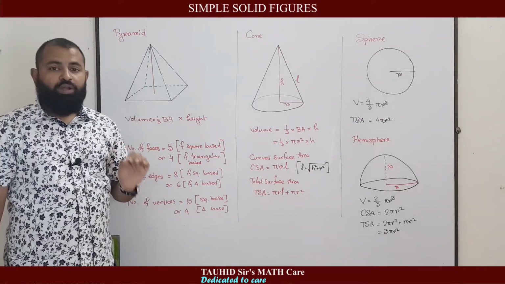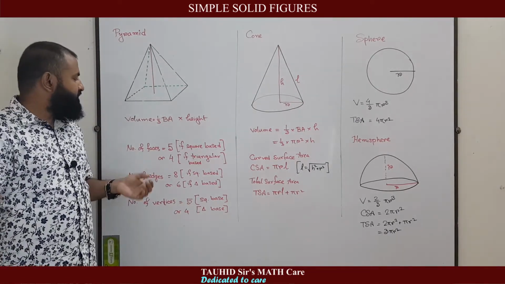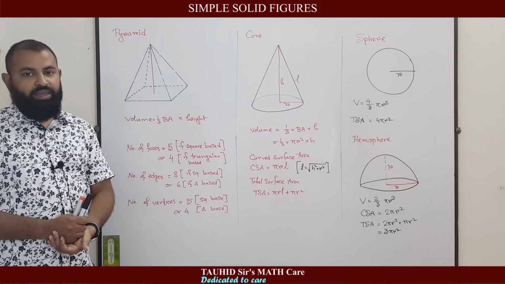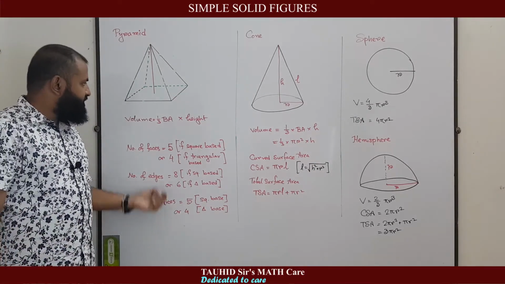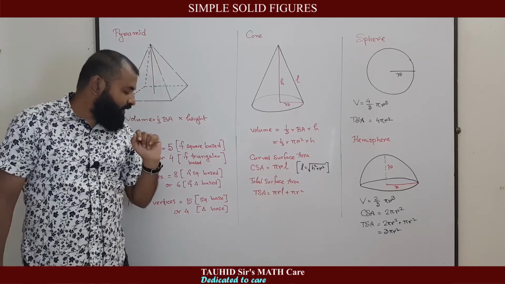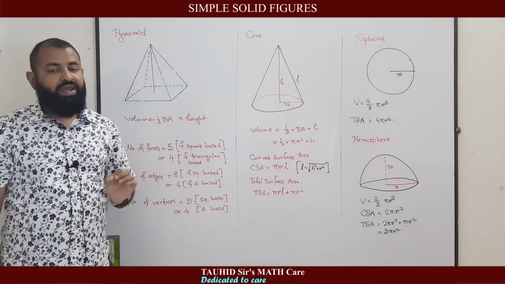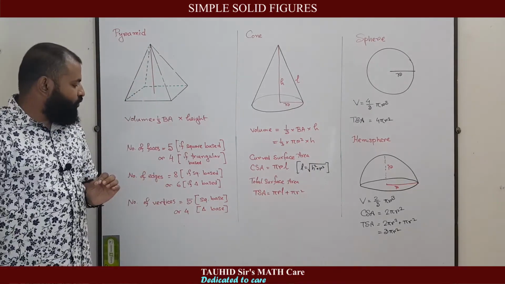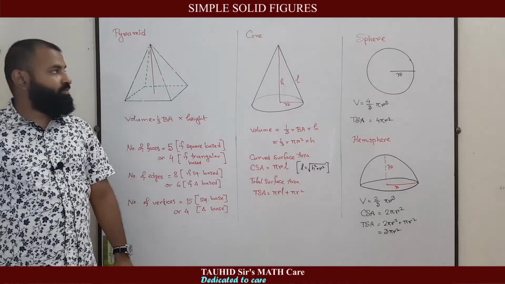If it would have been a triangular based pyramid, it would have 6 edges. Number of vertices here is 5, 1, 2, 3, 4, 5. And if it would have been a triangular base pyramid, it would have 4 vertices.